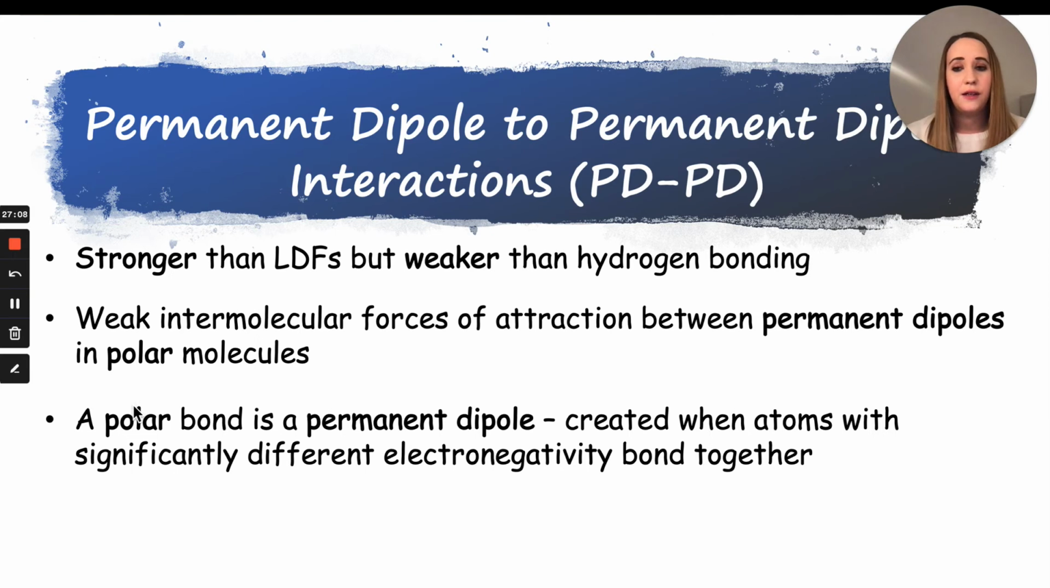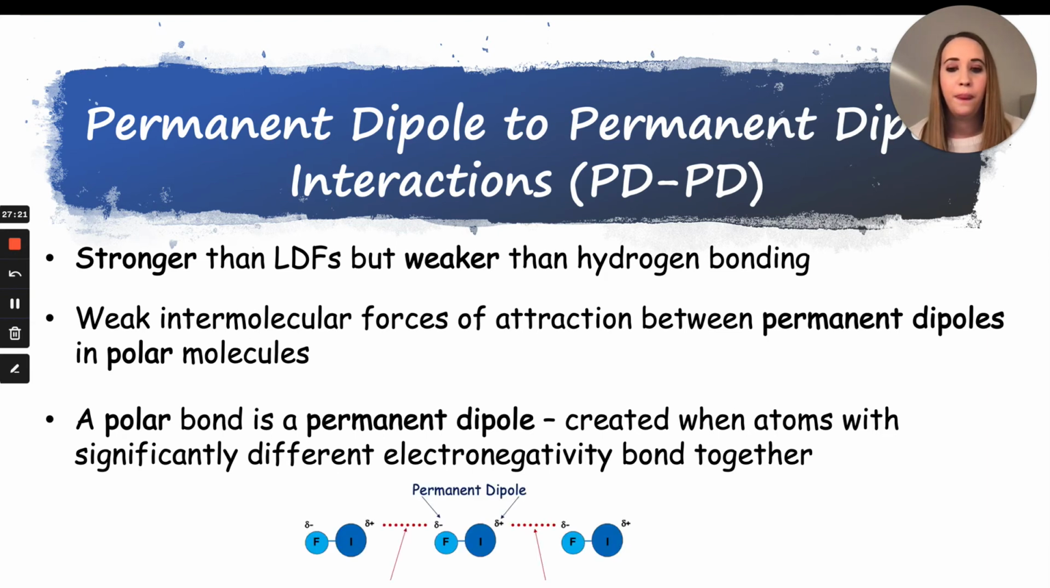Remember what we said earlier, that a polar bond is what we call a permanent dipole. So that difference of electronegativity, slightly positive, slightly negative, is a permanent dipole. And what basically happens is, if you have a polar bond within your molecule, you've got that dipole, slightly negative, slightly positive, then the slightly positive of this atom will attract the slightly negative of a neighbouring molecule. So there, between the permanent dipoles of different molecules, you have this interaction or attraction occurring.